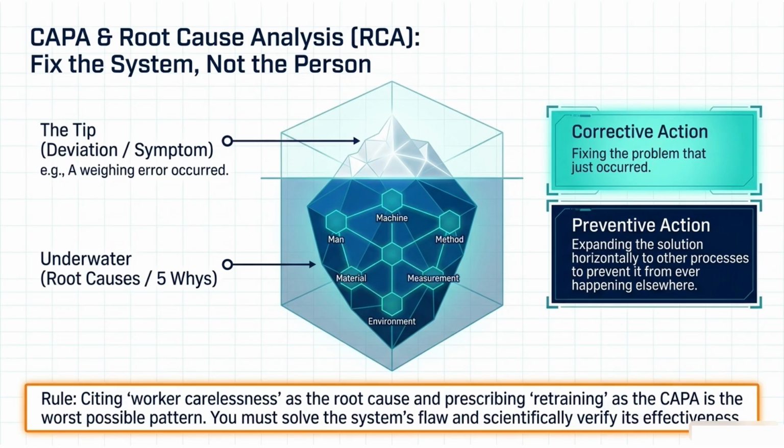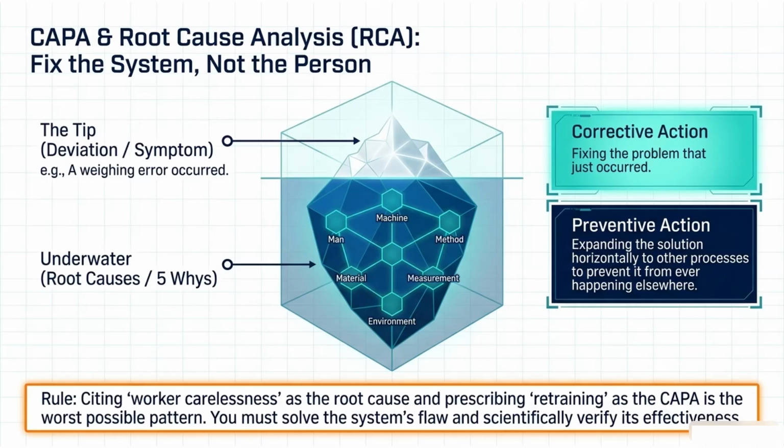Slide 11. CAPA and Root Cause Analysis, RCA. Fix the system, not the person. When an error occurs, we must fix the system, not the person. Think of a problem like an iceberg. The visible tip is the deviation, like a weighing error. The underwater portion contains the root causes. You must use tools like the 5 Whys to dig into factors like machine, method, material, measurement and environment.